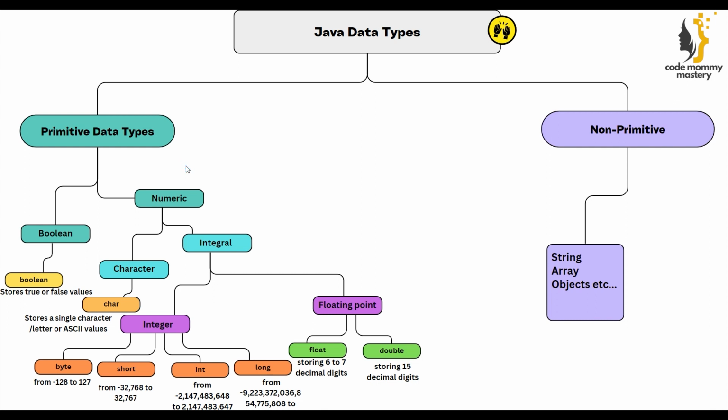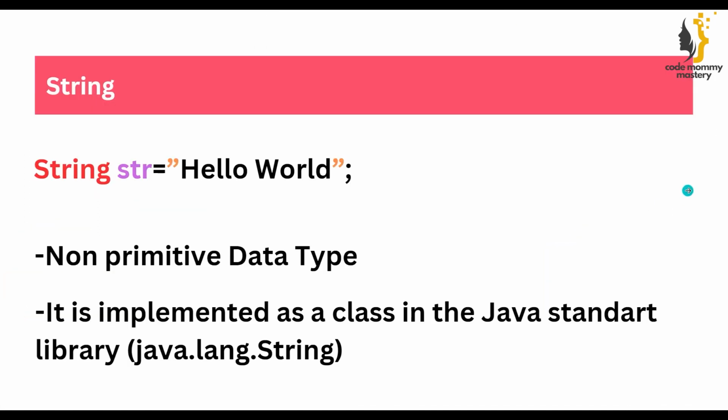Primitive data types are the basic data types that store simple values. Examples include int, char, boolean, double, etc. They are directly supported by the language and are not objects. Non-primitive data types are more complex data types that are used to store references to objects. They are not directly manipulated, but instead store references to memory locations where objects are stored.